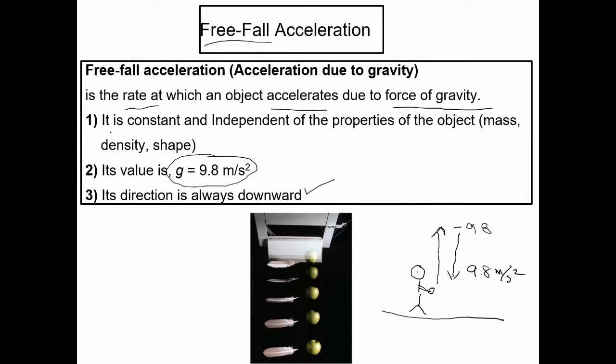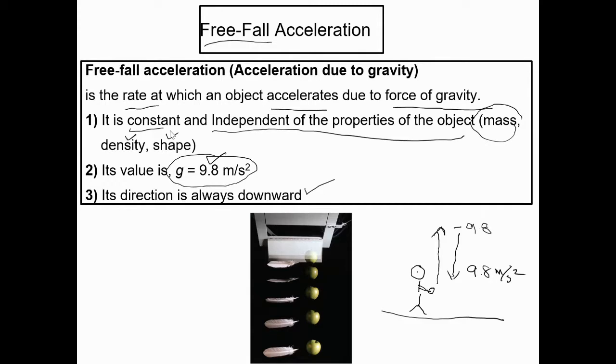When you study the concept of free fall acceleration, it's a constant because we have the constant value 9.81. And the most important thing, it is independent of the properties of an object. What does independent mean? It does not depend on the mass, the density, or the shape. For example, if you take a square ball or a rectangular block and throw it from the top, what will happen? It will be accelerated only at 9.8 meters per second squared.